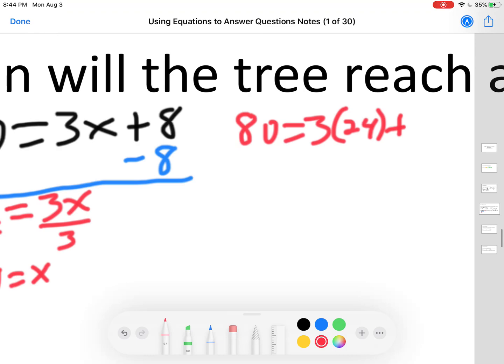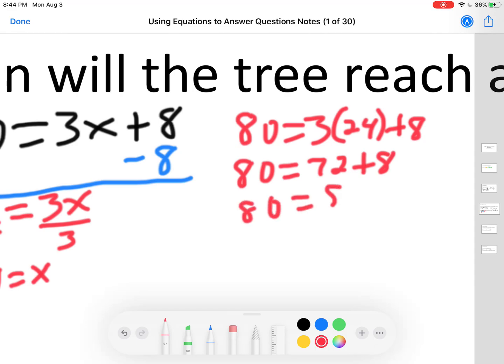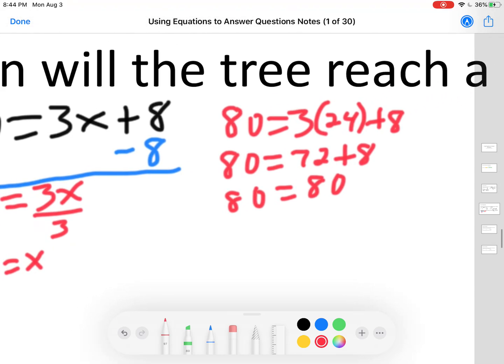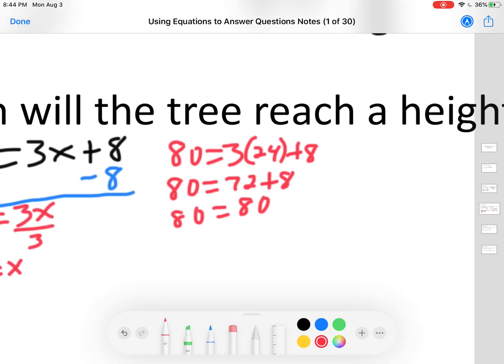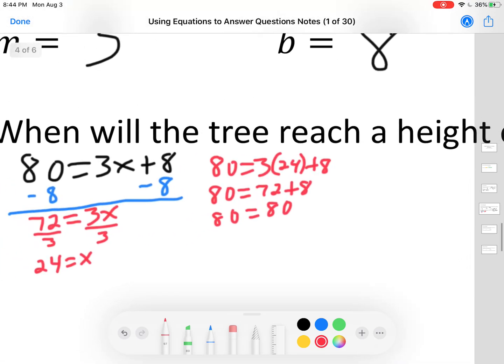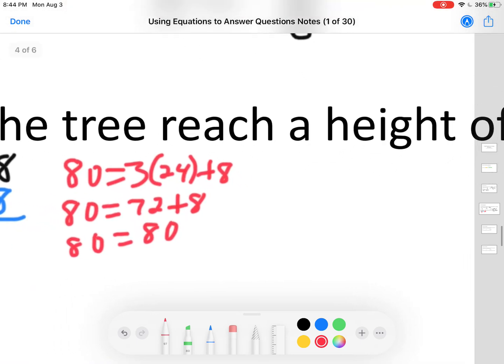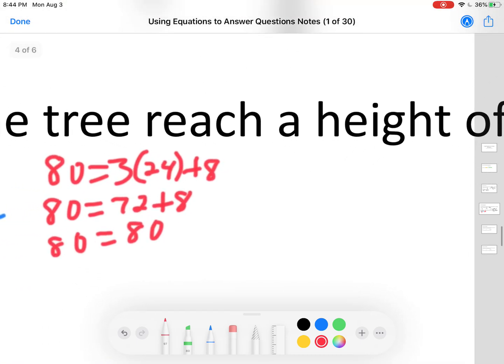Plus from the plus sign and 8 from the 8. 80 equals 3 times 24 is 60 plus 12 is 72 plus 8. 80 equals 80. That came out equal, so we know that x equals 24 is the right solution. Those are the steps of the check step. All you have to do is now answer the question. When will the tree reach a height of 80 inches? Well, x is months, so therefore it will be 24 months.